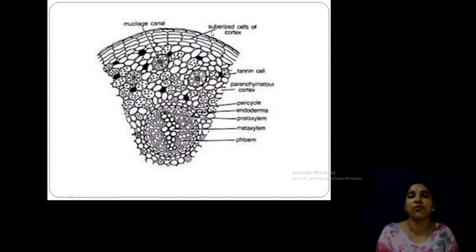This is the anatomy of the root, you can see in the diagram. Here also in the cortical region mucilage canal is present, and suberized cells of the cortex. The cortex has suberized cells, usually with sclerenchymatous cells. Then tannin cells are dispersed in the cortex along with the mucilage canal, and diarch, see one group, second group, that is one xylem group, second xylem group. Metaxylem at the center, protoxylem at the periphery, that is known as the exarch condition. Then phloem in between, so the condition is diarch, exarch and radial arrangement.